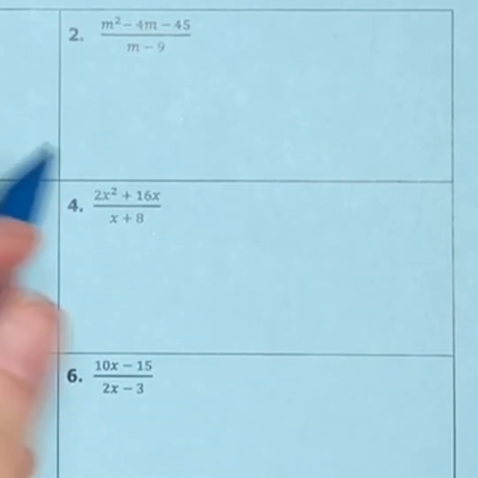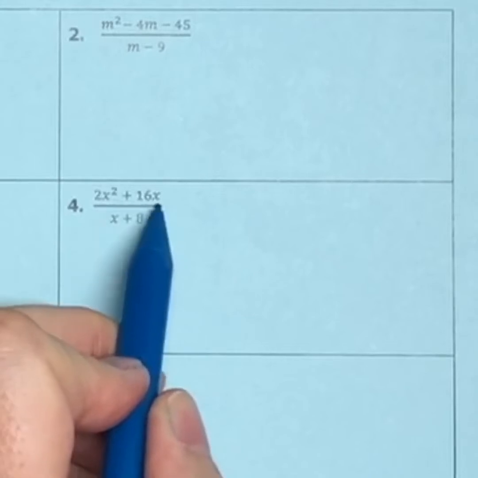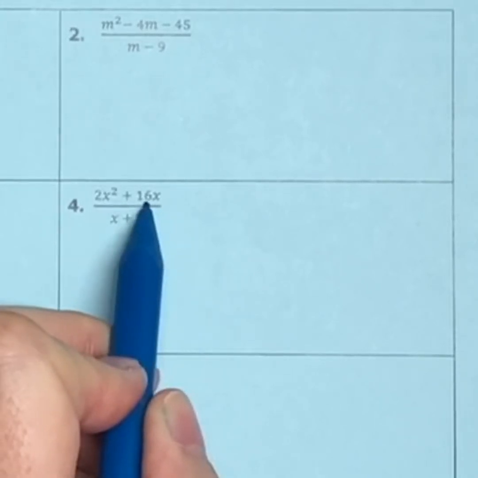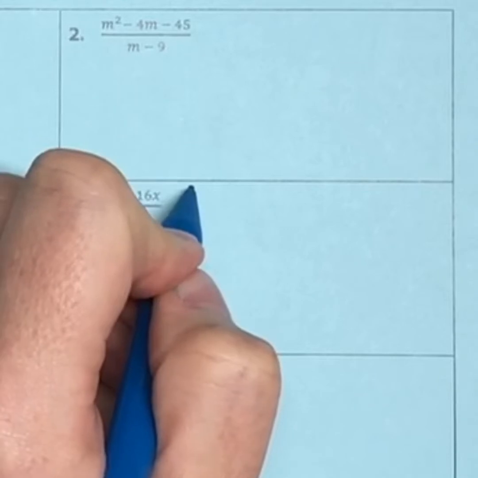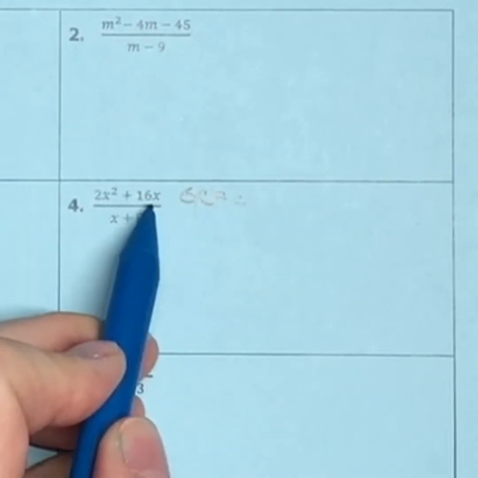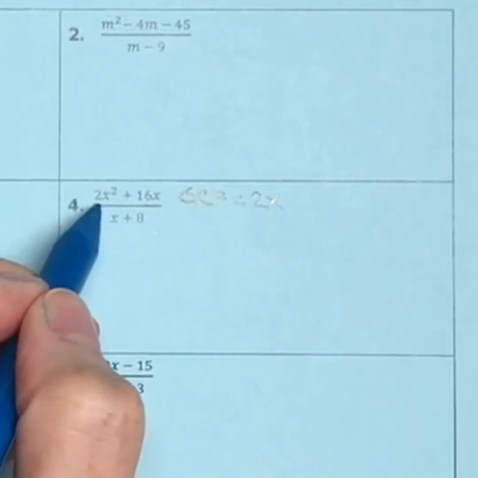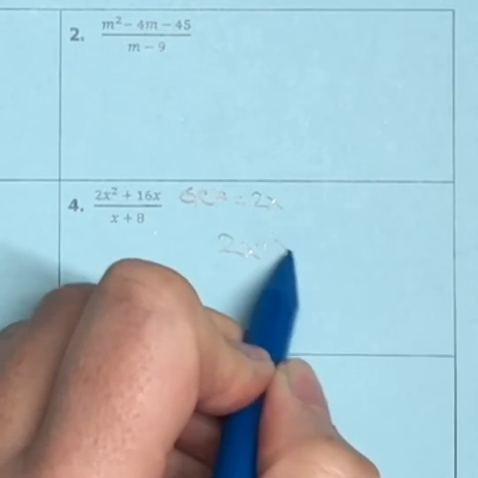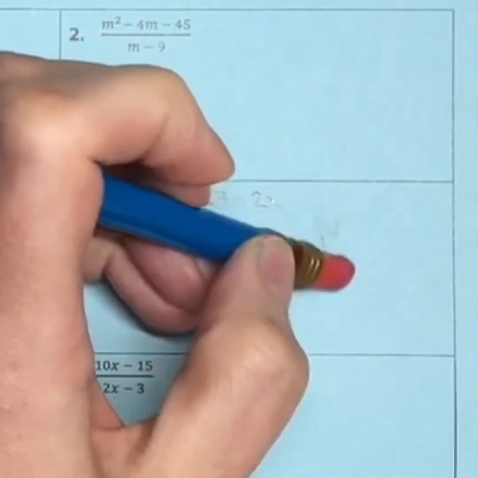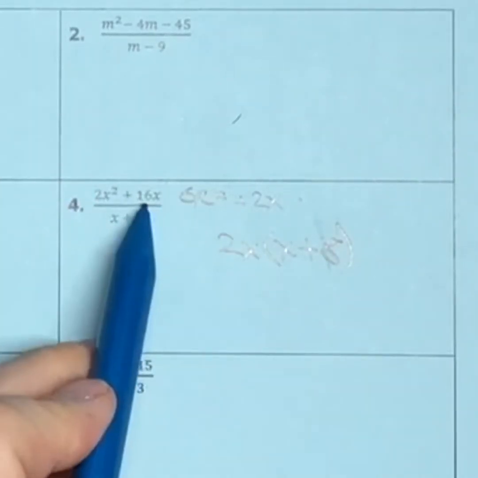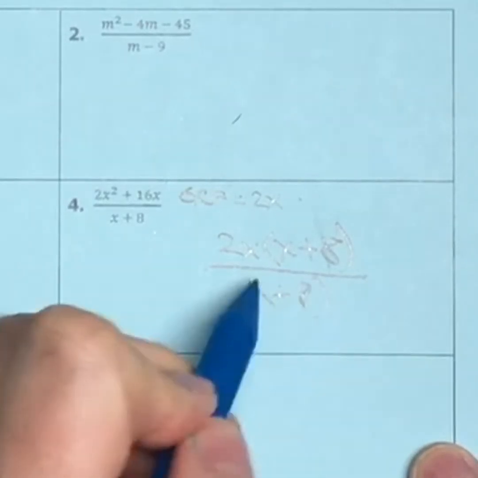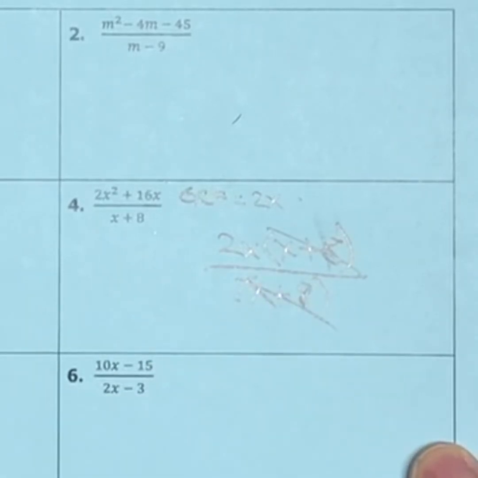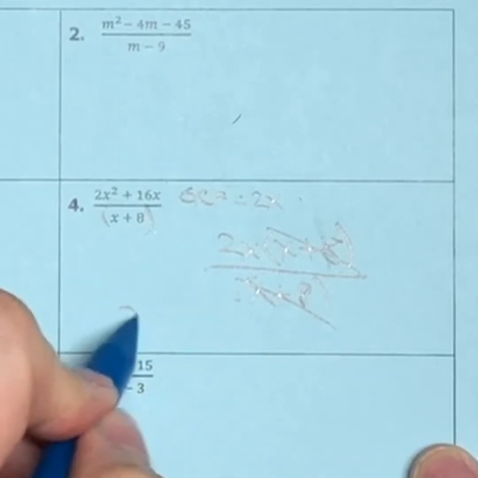For example, on number 4, the numerator, you're going to do GCF, because this is not a difference of squares like this one, which we'll do in a second. The GCF of the numerator is 2x. When you divide a 2x out of each term, you get 2x times x plus 8. I was going to write 16, but I have to divide 16x by 2x. All over the denominator, x plus 8, and these divide out because we treat the denominator as one whole factor. So the final answer is just 2x.